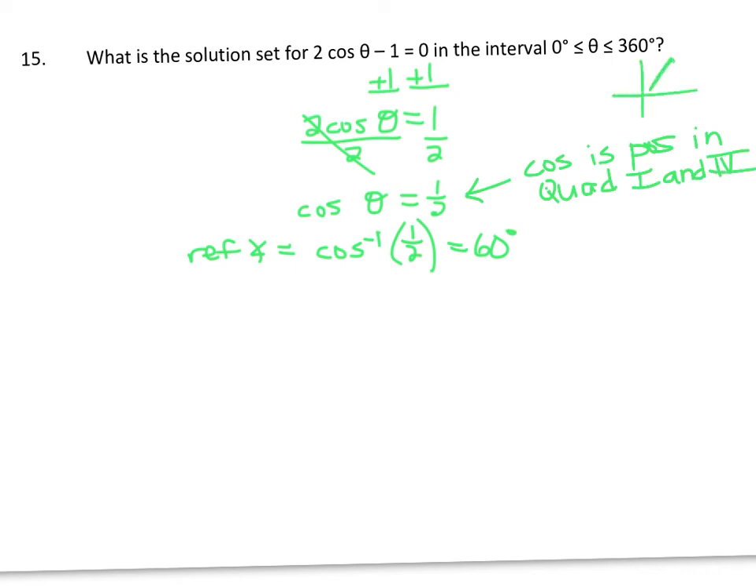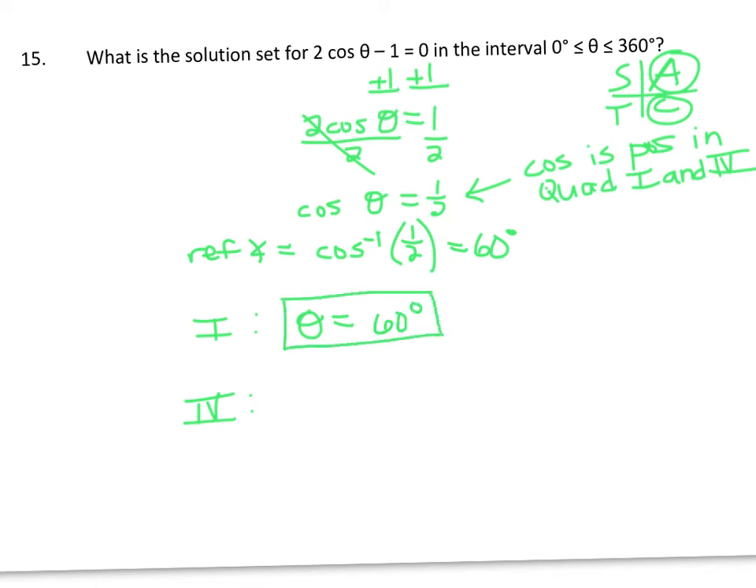So cosine's positive in quadrant 1 where all is positive, and quadrant 4 where there's a C. So we're looking at the first quadrant and the fourth quadrant. Well, the reference angle rule for the first quadrant is just theta. Theta is just equal to the reference angle itself, so 60 degrees. And then in the fourth quadrant, our reference angle rule there is 360 minus theta. So if we do 360 minus our reference angle of 60 degrees, that's going to give us 300 degrees, and that would be our answer.